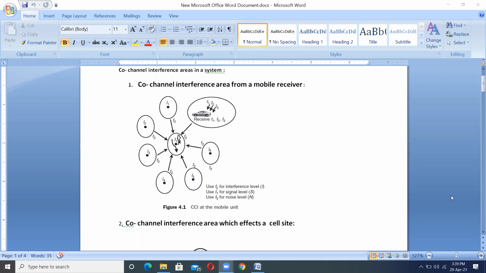And the other one is based on the C/I ratio. That means if the carrier to interference ratio is greater than 18 dB, the system is properly designed. If the ratio is less than 18, there is the presence of CCI, which is nothing but co-channel interference. Right? These values will be measured by using the field strength recorder data in the co-channel cells.